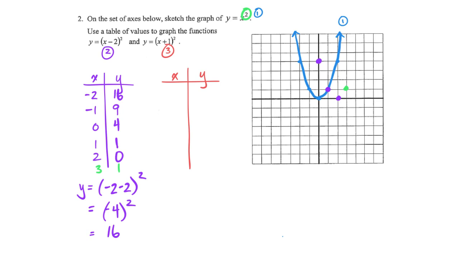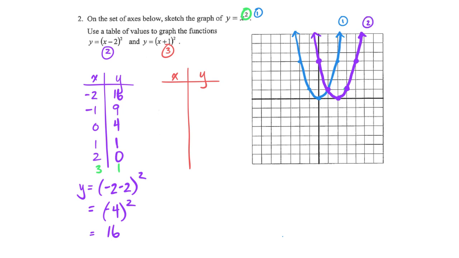I have points across from each other, which means I know where my axis of symmetry is, and I should be good then to reflect the points that I can see to be able to produce my parabola. There is my equation 2.